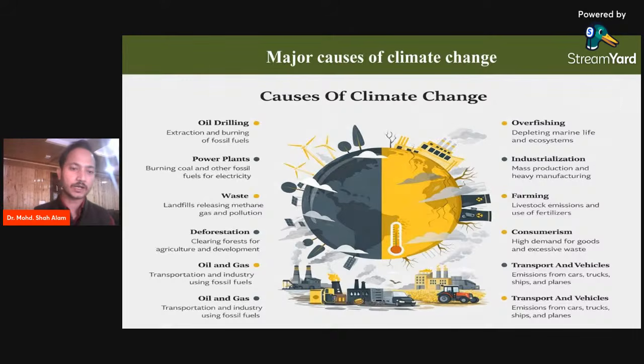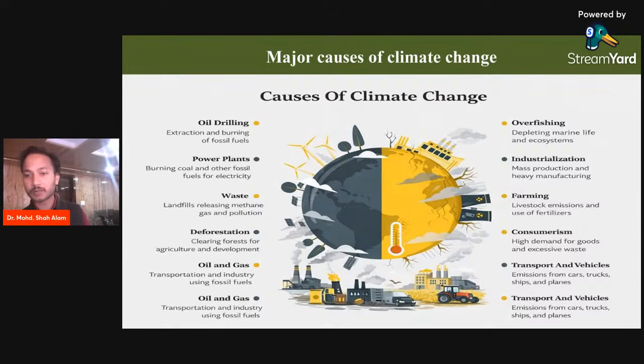The next is power plants, like burning of coal and other fossil fuels for electricity, which are also a major cause of climate change. Next is industrialization, that is mass production and heavy machinery. We can say after the industrial revolution in 1800 AD, the first changes have been seen in the climate after the industrialization. The next will be waste management. Landfills release methane gas and pollution. The burning in landfills sometimes kills many people around the world. We have seen some cases of medical waste burning in a landfill, which killed about 30 to 40 people in Karnataka, I think.